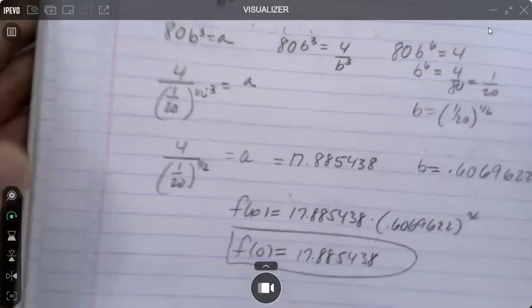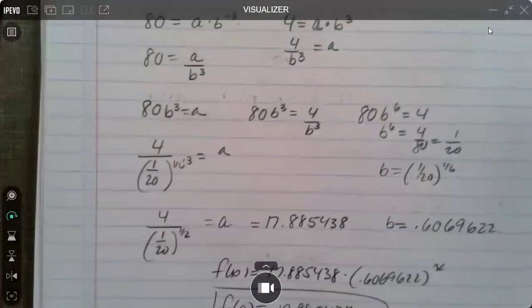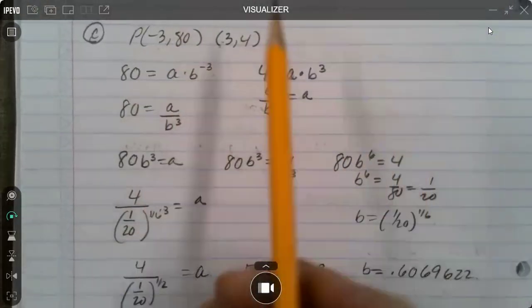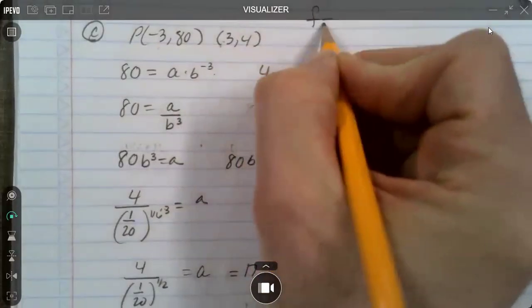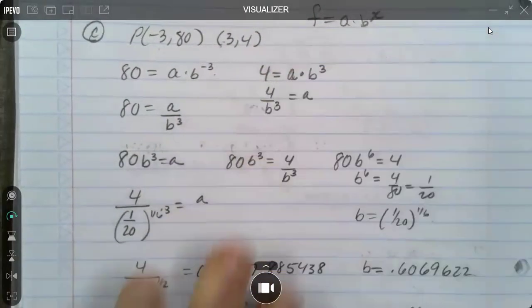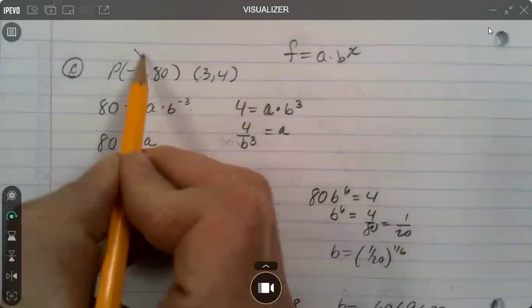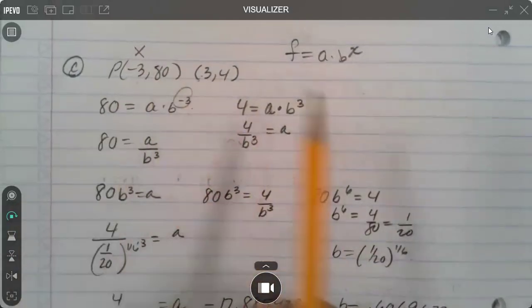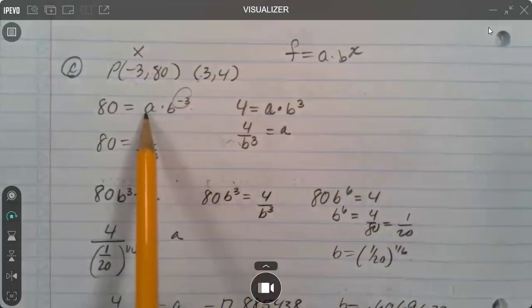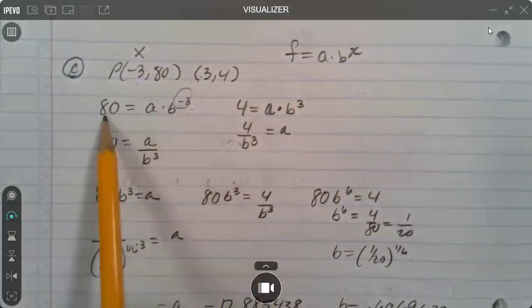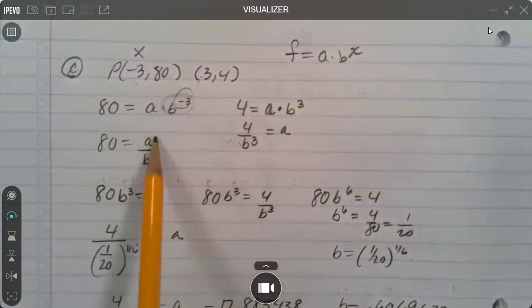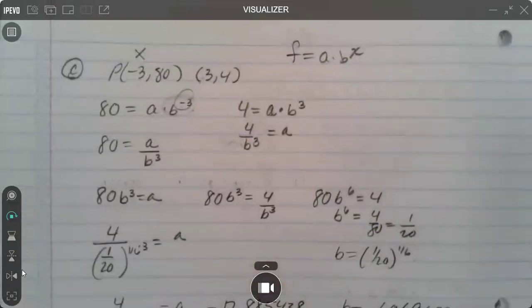And then part C was a little different. It's a little more tedious, but not anything harder because of the fact you don't have one of the x's being 0. So you're back to this general form of this exponential function, and you're going to let x be -3, and you're going to let y be 80. So when you do that, you get a times b to the -3rd equals 80. Never work with the negative exponent. Kick it to the denominator to make it positive.